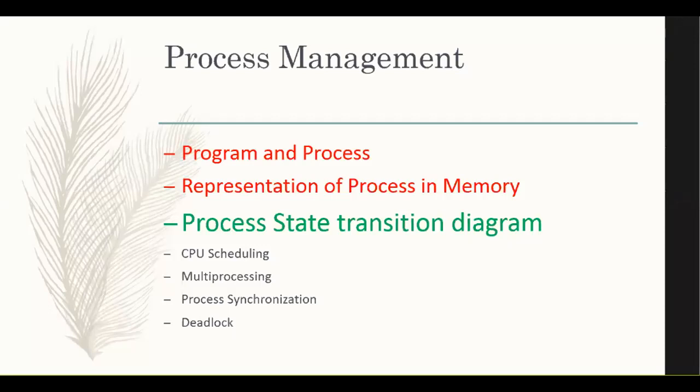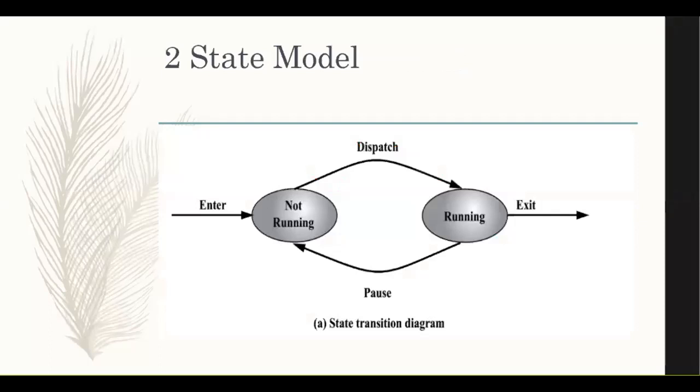In previous lectures, we had started our discussion with respect to process state transition diagram. In process state transition diagram, we had picked three different state transition models. The first one which we had started with is the two-state model, where we had two states. One is not running state and one is running state.